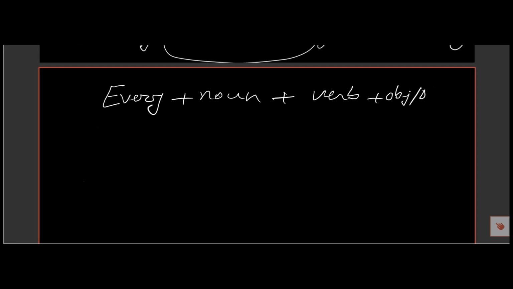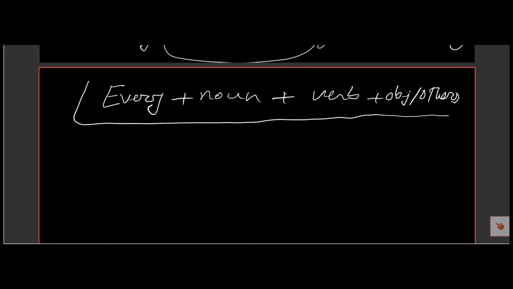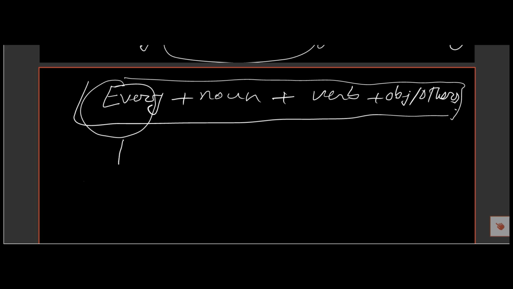If the sentence begins with every, plus noun, then verb, then object or others, then extension. This is the structure of the affirmative sentence. And if the sentence begins with every, so this is the affirmative, and in lieu of every we must begin with there is no.